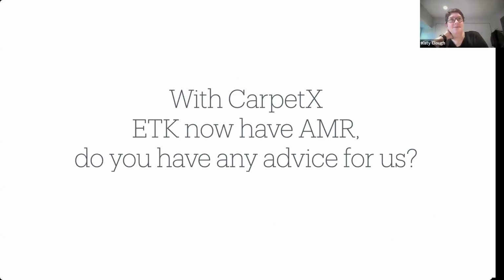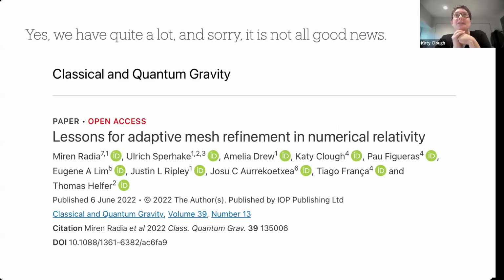Okay, so yeah, Einstein Toolkit now has adaptive mesh refinement with CarpetX. I should say if I have any advice for you, and we have a lot of advice, a lot of it's not really good news. Our sales pitch is, oh, we've got adaptive mesh refinement. That's really exciting. That's great. But of course, with great power comes great responsibility. There are always problems for every kind of improvement that you have.